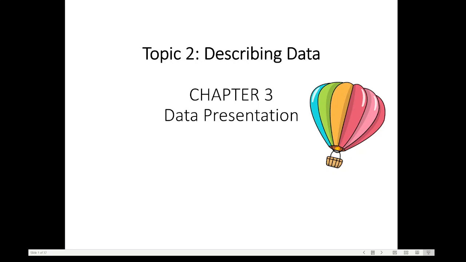So everybody is in front of their computer or in front of their handphone for the next learning session. So kita akan sambung dengan chapter 3. So basically this one is actually dalam syllabus is chapter 2.